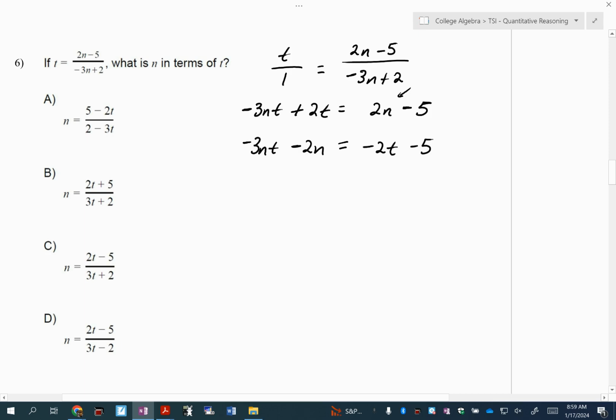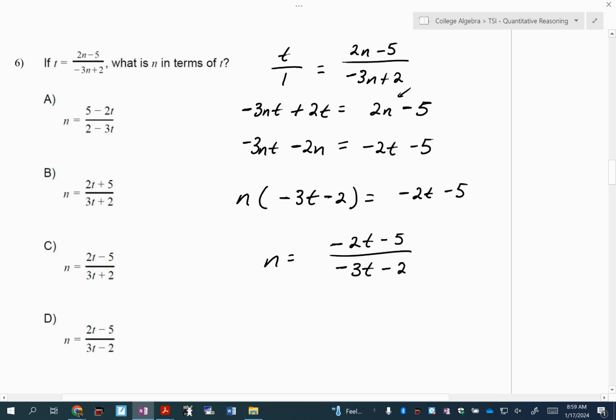If I factor out an n, I get negative 3t minus 2. And to get n by itself, I divide it to the other side. So this is the answer.